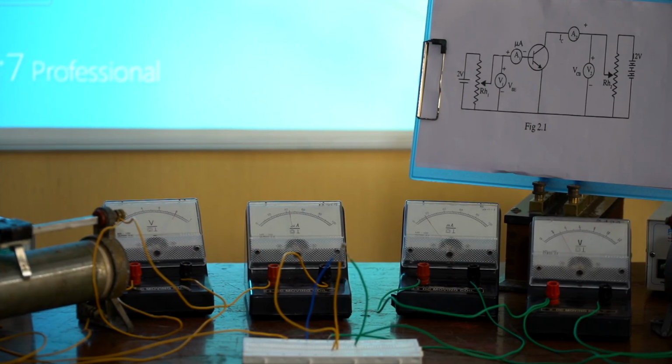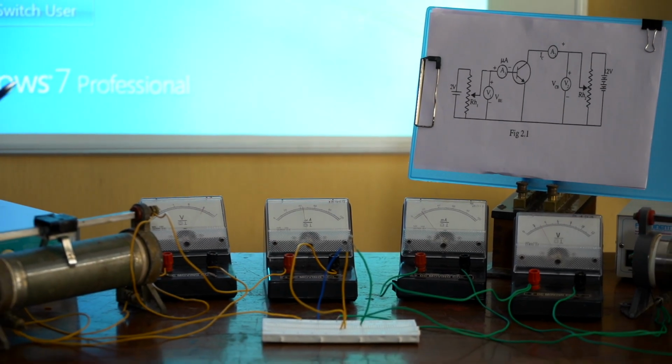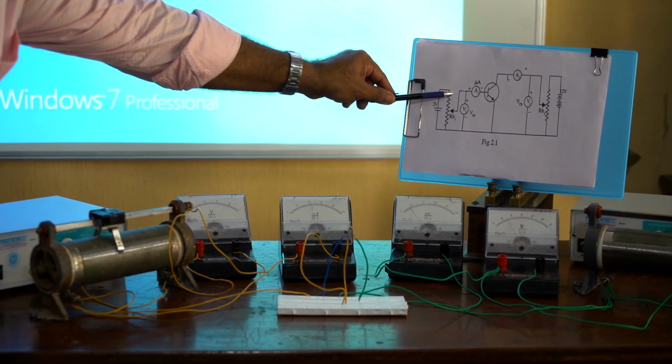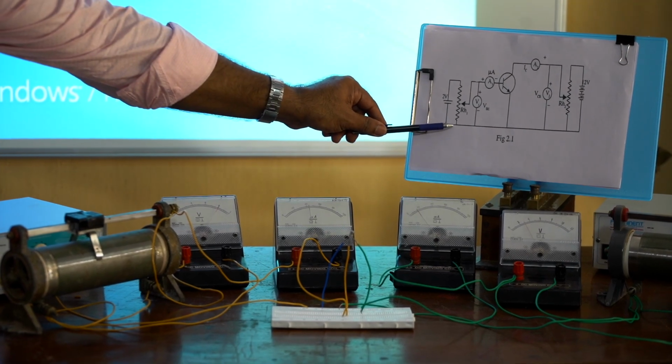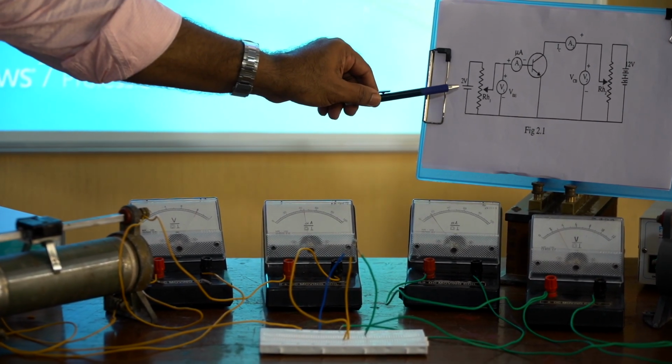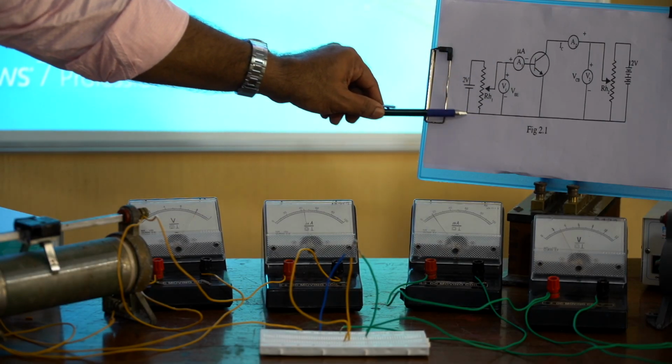Now we have a voltage source here. The positive of the voltage source is connected to one of the lower terminals of the rheostat, and the other lower terminal of the rheostat is connected to the negative of the voltage source. So that is the connection on the input side.